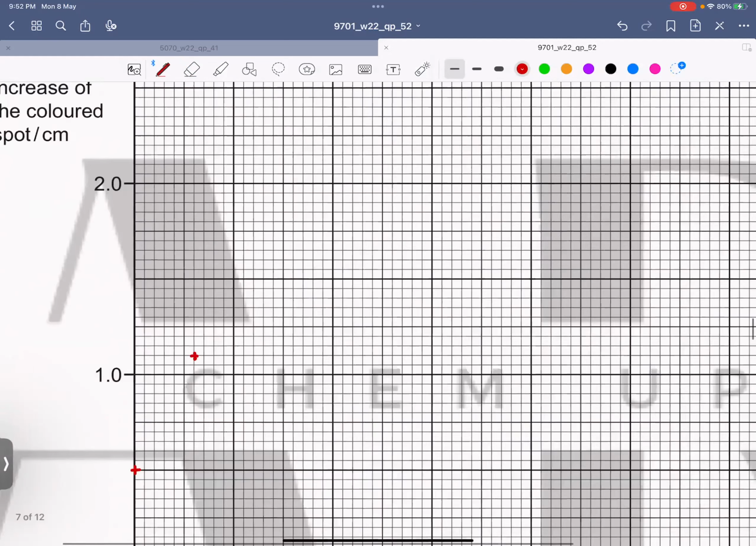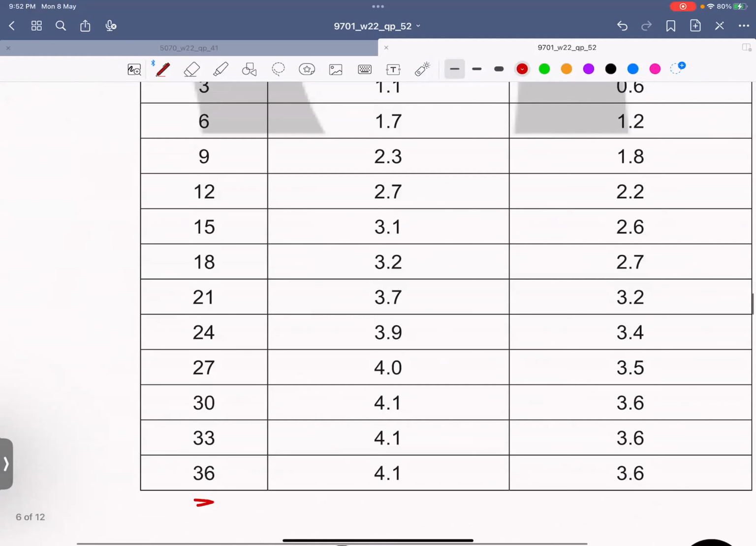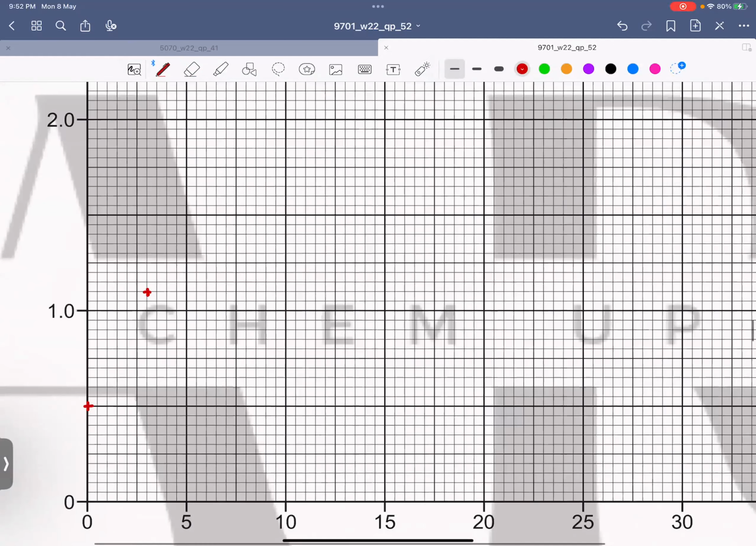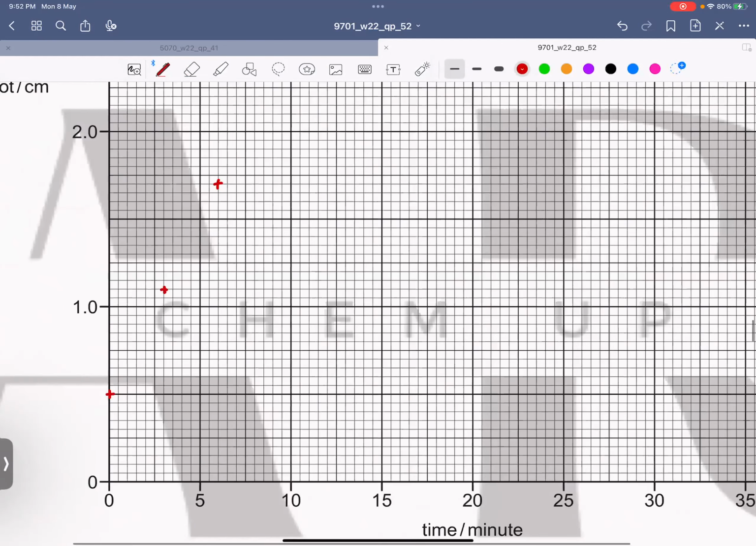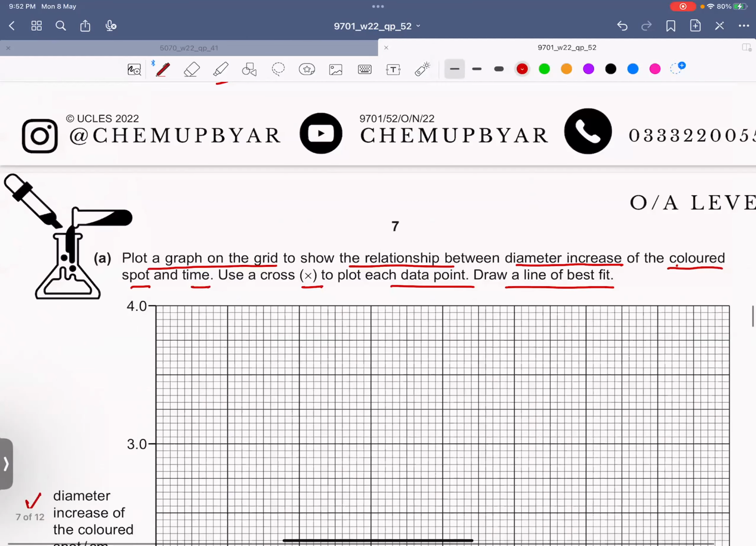At 6, it's 1.7. Then 9, 2.3. Sir, it says diameter increase of this color spot.